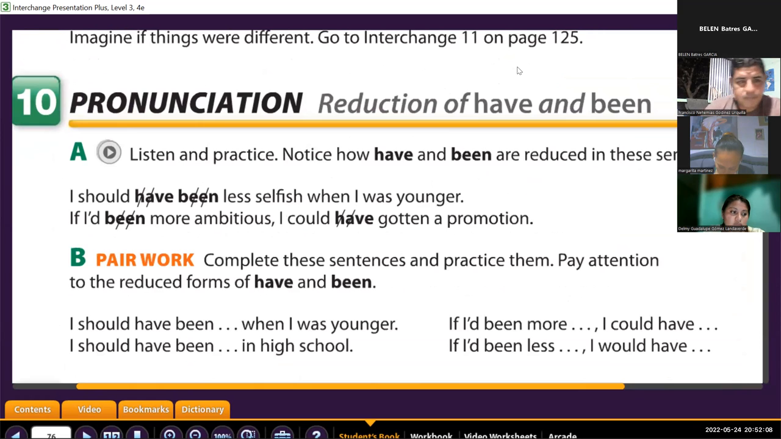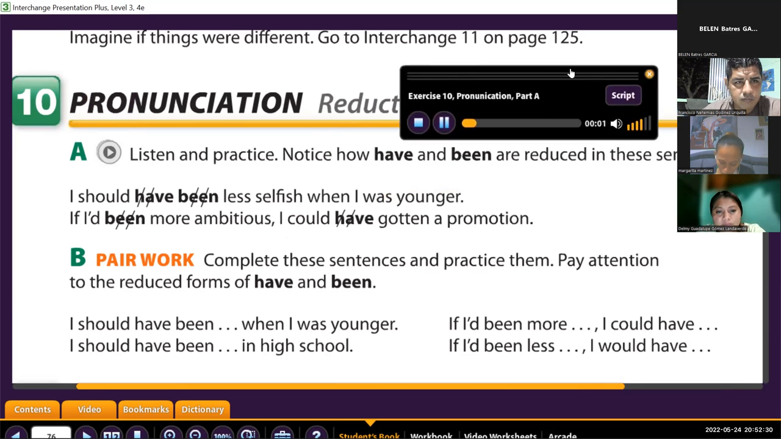Okay, this is in part A. So let's listen and notice the words that are crossed out, so you will not hear them, because they are reduced, and that is what native speakers do all the time.